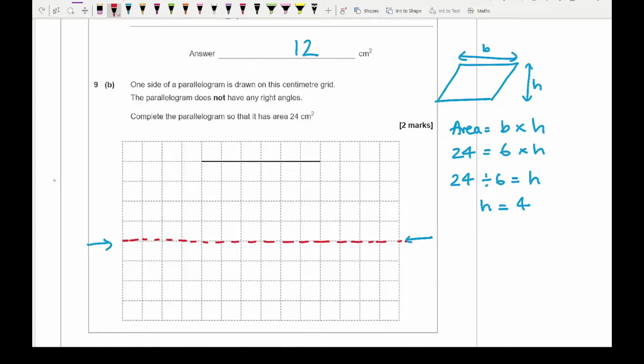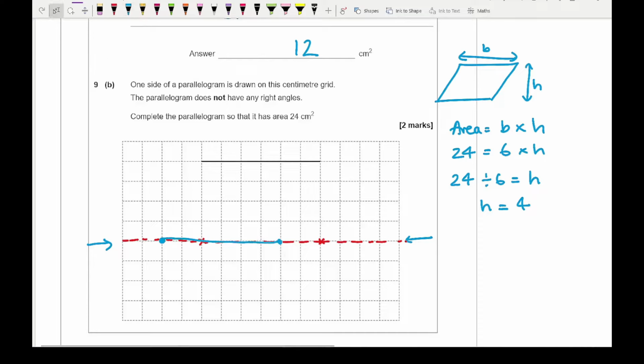Now, I can't use this point here and I can't use this point here because it says that there are no right angles in the parallelogram. Also, it makes it look like a rectangle, so we don't want to go for that. So what I then need to do is draw a line of 6 squares along that dotted line anywhere, as long as it's not on either end of those x's. It can cross, so I'm going to go for this point here and this point here, and you can see that's going to be 6.